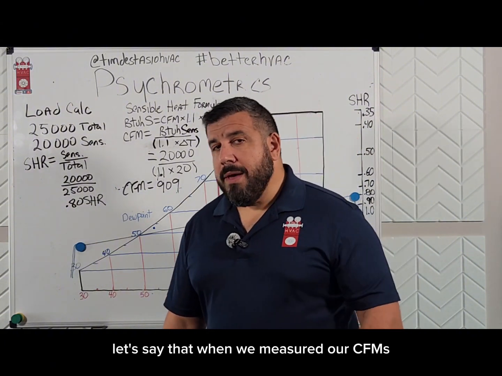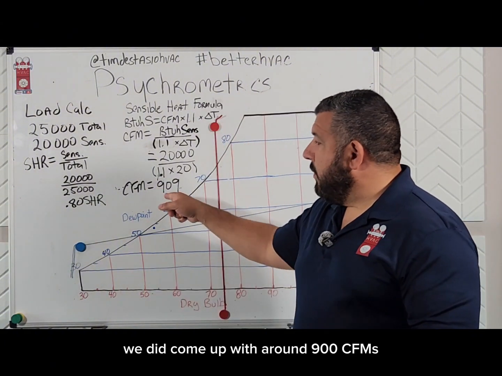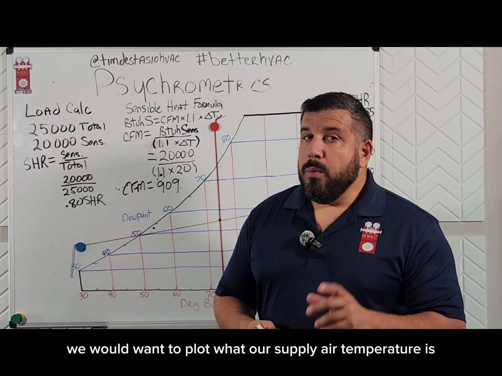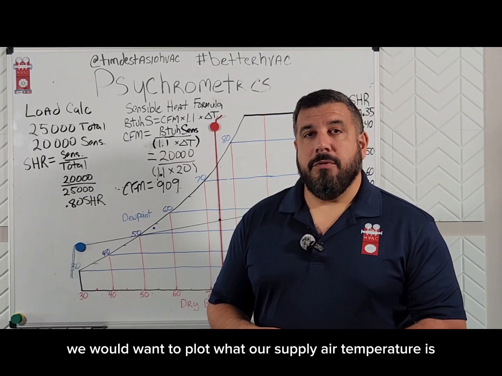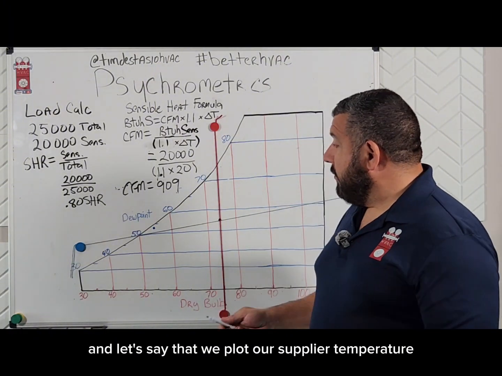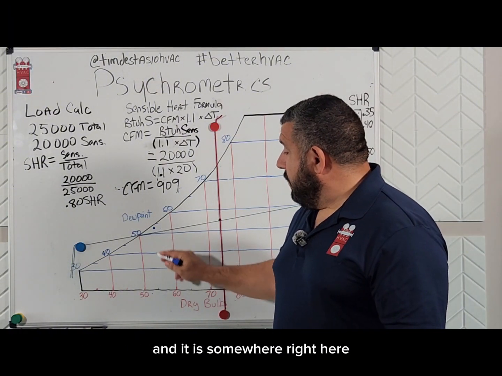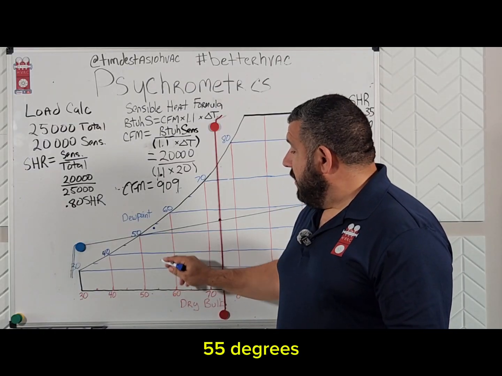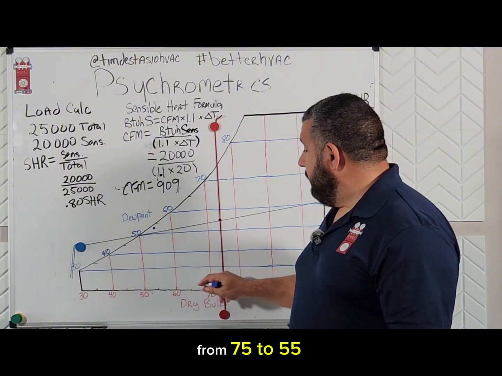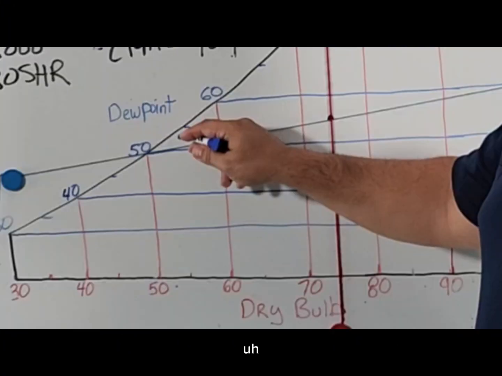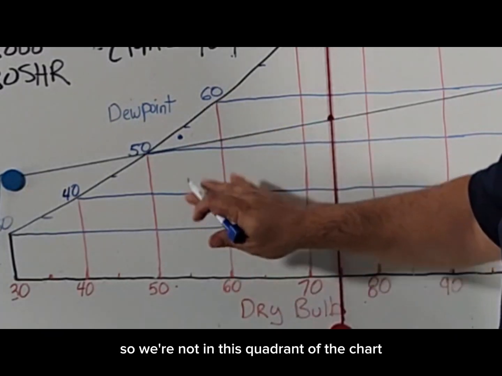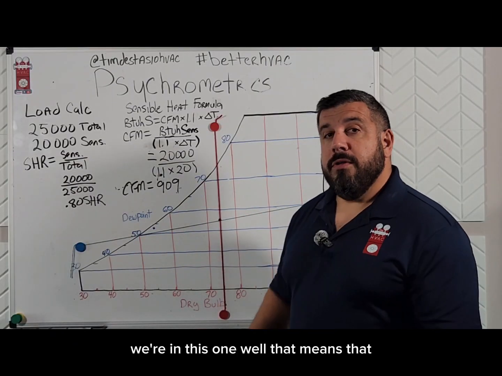But let's say that when we measured our CFMs, we did come up with around 900 CFMs and our system still isn't keeping up. Well, we would want to plot what our supply air temperature is. And to do that, we're going to need some psychrometers. And let's say that we plot our supply air temperature and it is somewhere right here at 55 degrees, just like what we figured it would be with a 20-degree delta T from 75 to 55, but we are plotting the dew point just slightly above where this line is. So we're not in this quadrant of the chart, we're in this one.